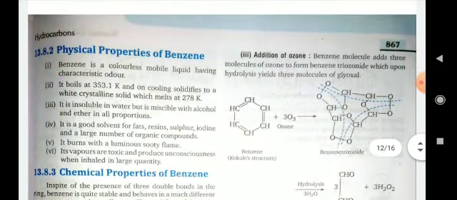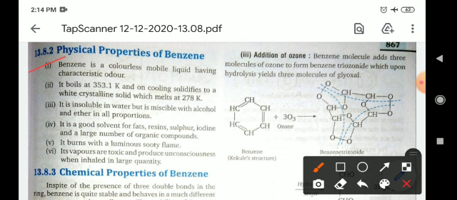Next, what are the physical properties? Benzene is a colorless mobile liquid having a characteristic odor. Its boiling point is 353 Kelvin, and on cooling it solidifies to a white crystalline solid which melts at 278 Kelvin.